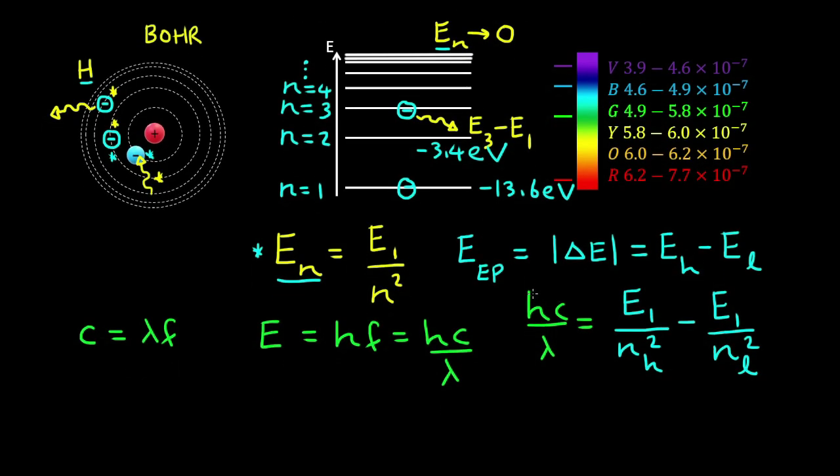So therefore, dividing through by hc and factoring out E1, we get the reciprocal of the wavelength of light is E1 on hc, times the reciprocal of nh squared minus the reciprocal of nl squared.